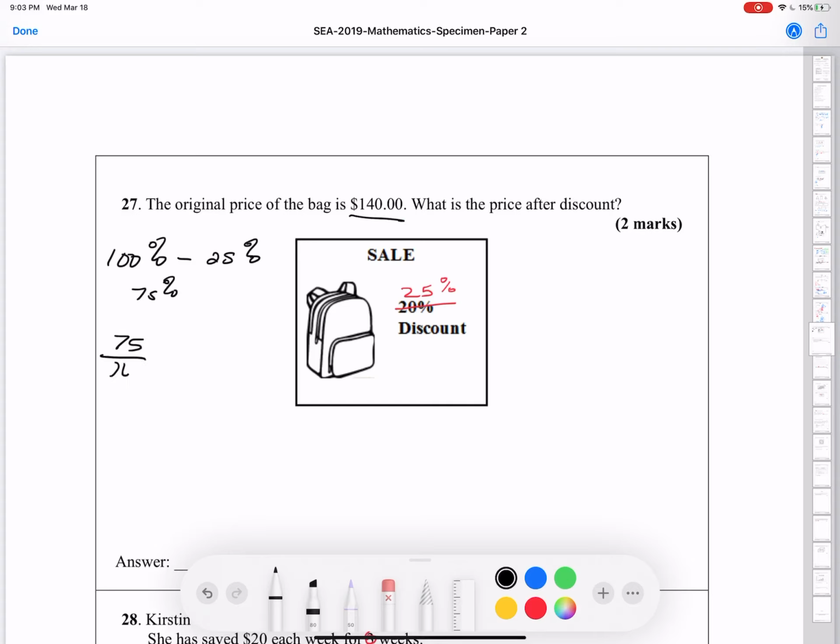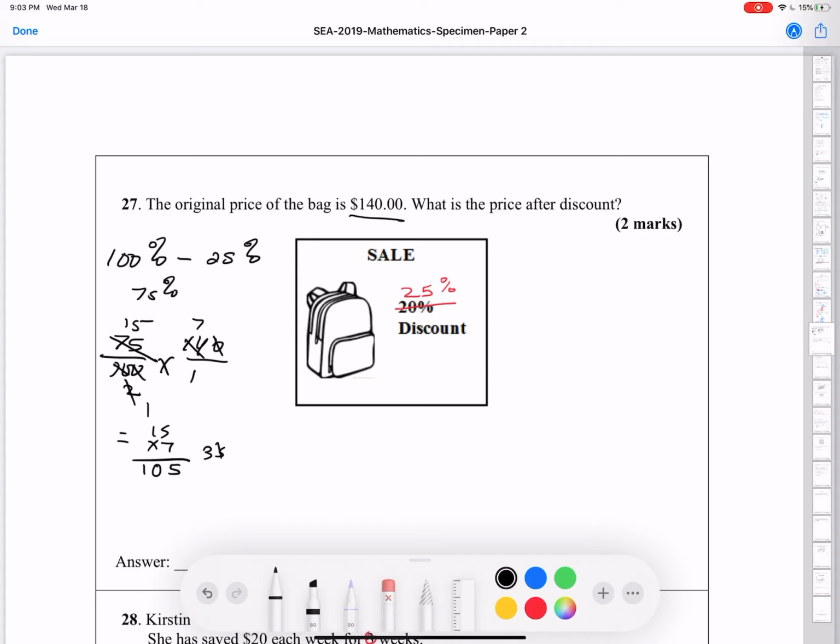75 over 100 times 140 over 1. 0 cancel with 0. 5 into 10, 2. 5 into 75, which you're supposed to know by heart, is 15. 2 into 2, 1. 2 into 14, 7. 15 times 7. 7 5s are 35. 1 7 is 7 and 3 make 10. 105. Method 2 is take away after.